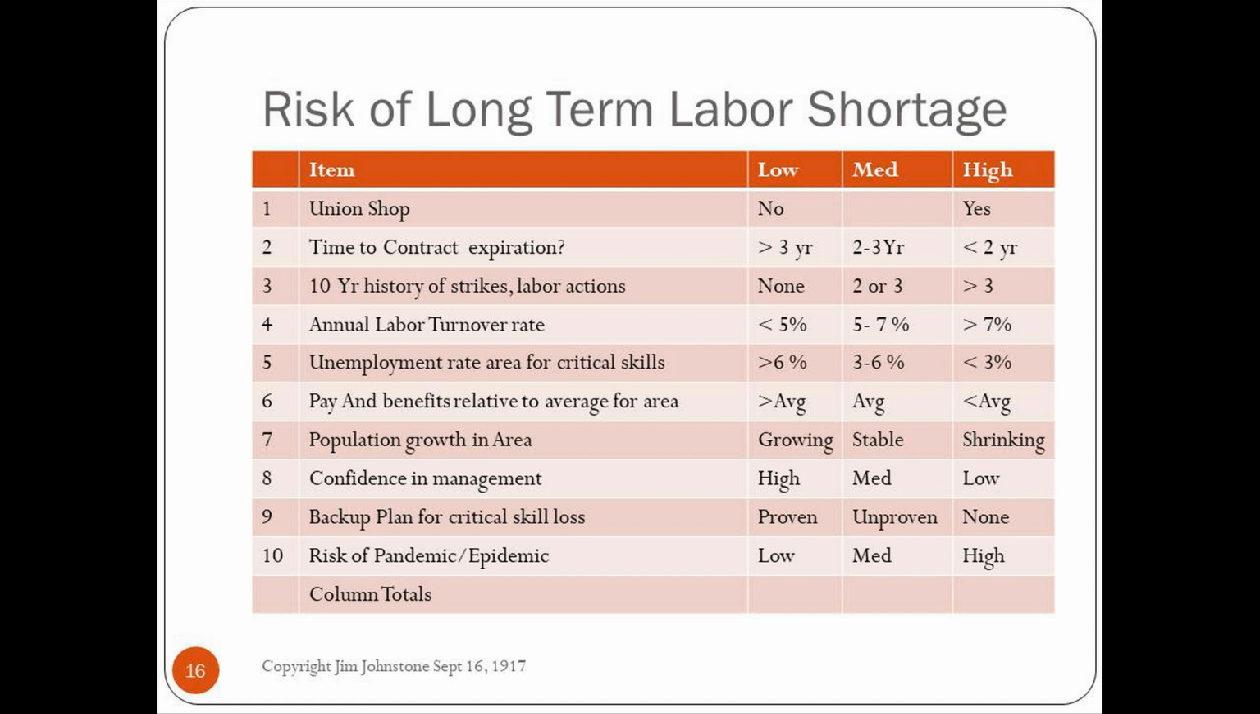When you're all done, get the total of all three columns, and if you find the total is somewhere between -10 to -6, I would say your risk is low. If your total for all three columns is in the range -5 to +3, that's a moderate risk. And if your total is +3 or above, or you have 4 or more answers in the high risk column, then you're definitely at high risk for a labor shortage.